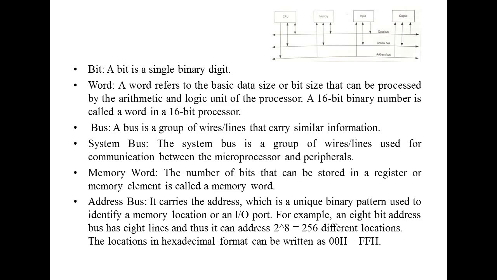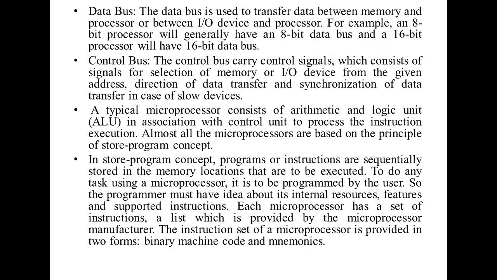A bus is a group of wires or lines that carry similar information. Then the system bus is the group of wires used for communication between the microprocessor and peripherals. The next one is the address bus. It carries the address, which is a unique binary pattern used to identify a memory location or an I/O port. If the address bus is of 8-bit size, it can address up to 2⁸, meaning 256 different locations.